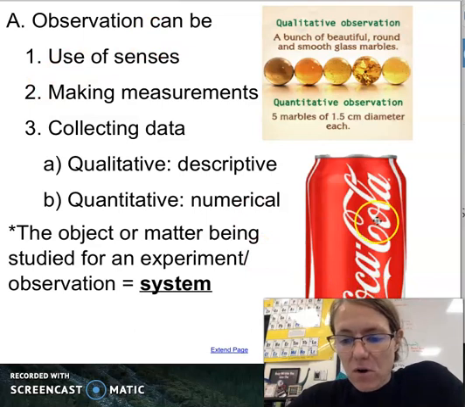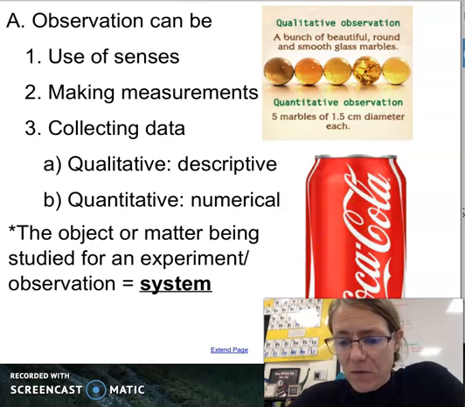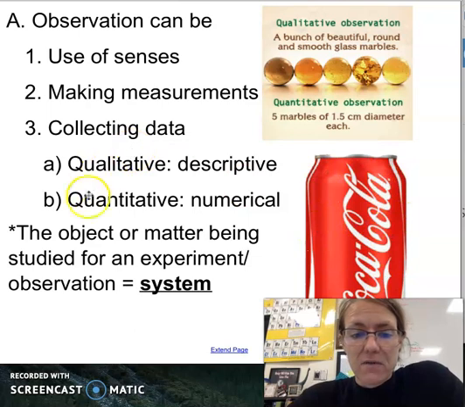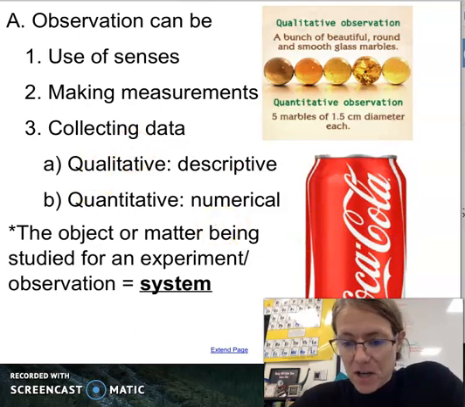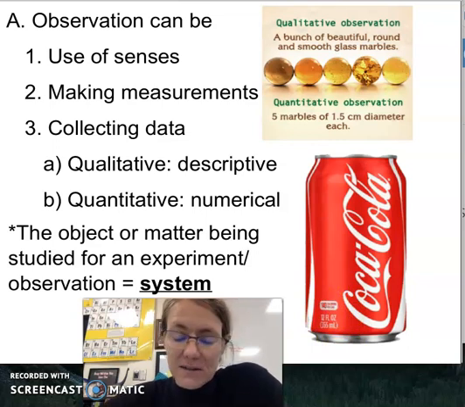So over here with the Coca-Cola can, we have several qualitative as well as quantitative observations we can make. For qualitative, you can say that the Coca-Cola can is a metal, it's got some shiny parts, it's red and white, it's got words on it. For the quantitative, anything with numbers, 12, I just realized my face is covering that Coke can. 12 fluid ounces, 355 milliliters, 140 calories per can. So those would all be examples of quantitative data.